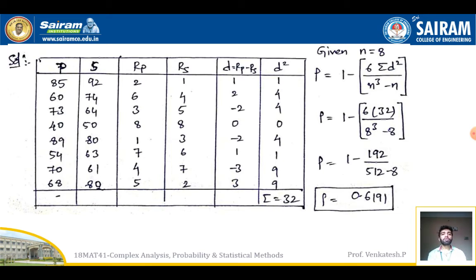So finding the square of the differences, I'll be getting 1, 4, 4, 0, 4, 1, 9, 9. So the value of summation d square will be 32. So that is the formula: rho is equal to 1 minus 6 summation d square by n cube minus n.